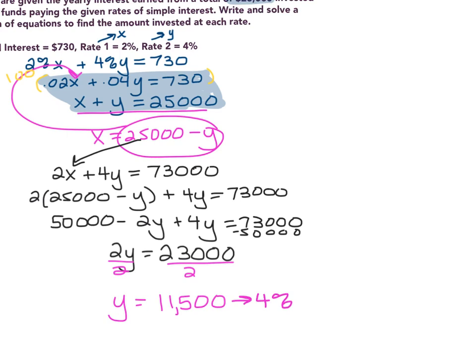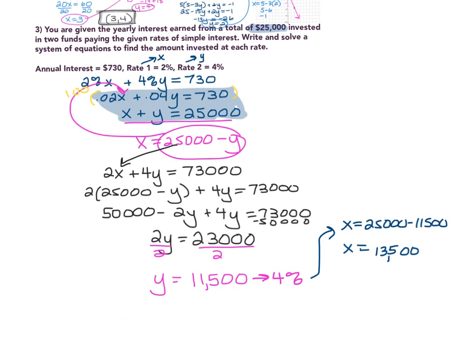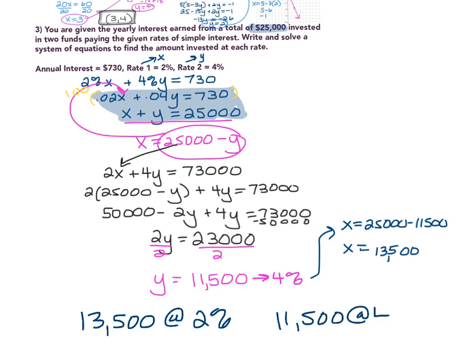And then if we want to solve for X, we would say that X equals 25,000 minus 11,500. Oh, too many zeros. And I get X equals 13,500. So if I was to write this out, they invested 13,500 at 2% and 11,500 at 4%.